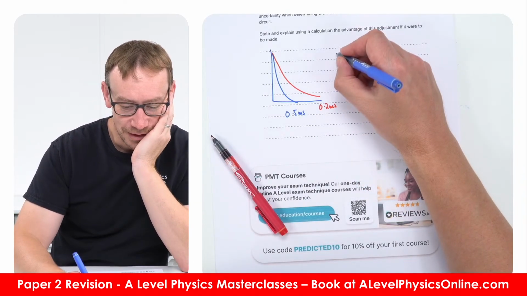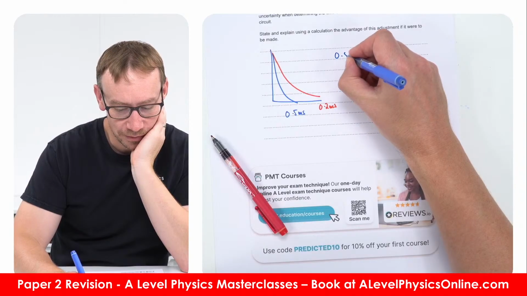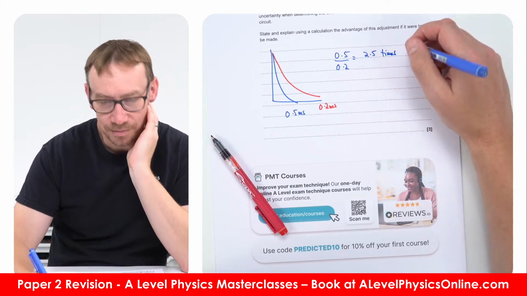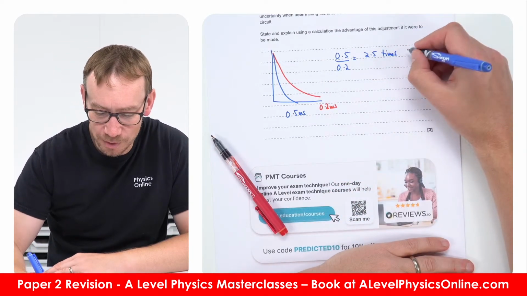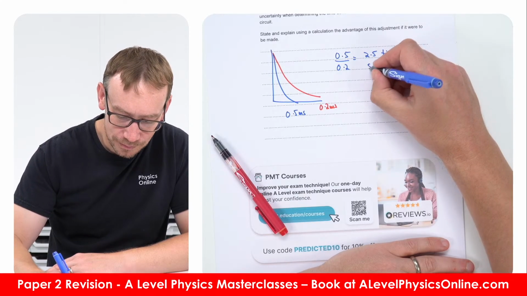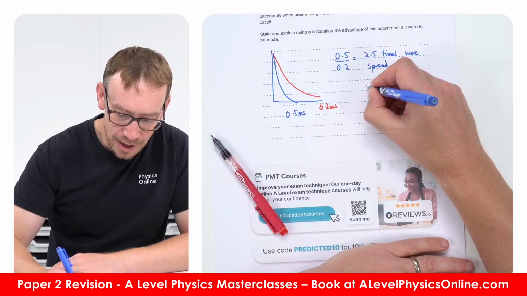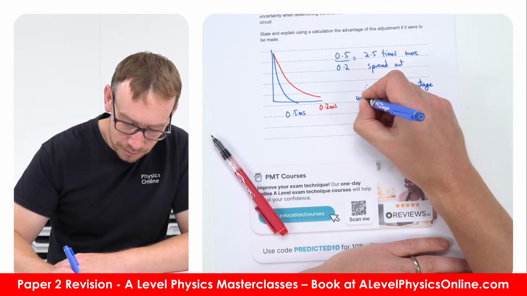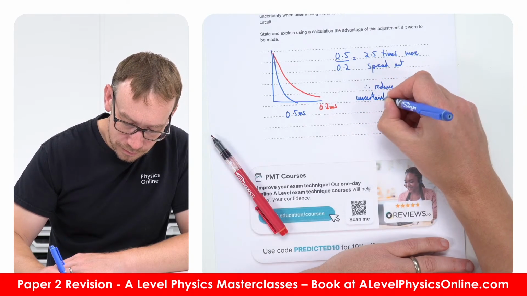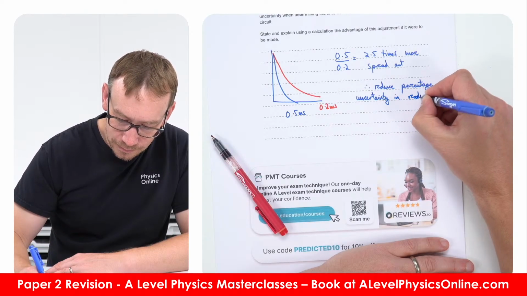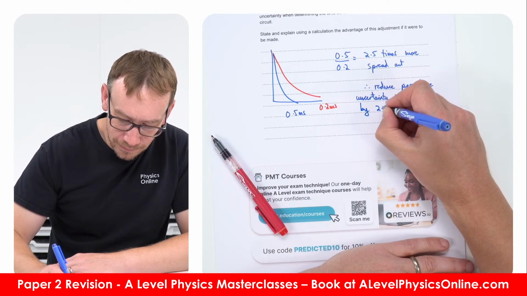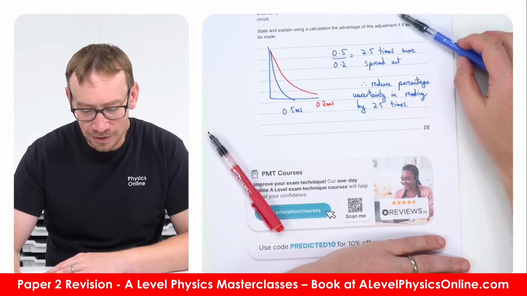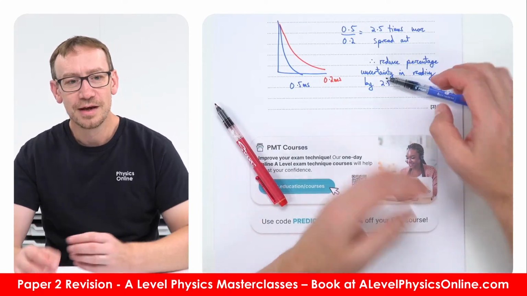And that means that it would be 0.5 over 0.2, which is 2.5 times bigger, I guess, and therefore we'd have 2.5 times more spread out, and therefore you'd reduce percentage uncertainty in reading by 2.5 times. I think that's what it's after. Yeah, so the calculation would be you'd have 2.5 times less uncertainty if you spread the data out 2.5 times along.